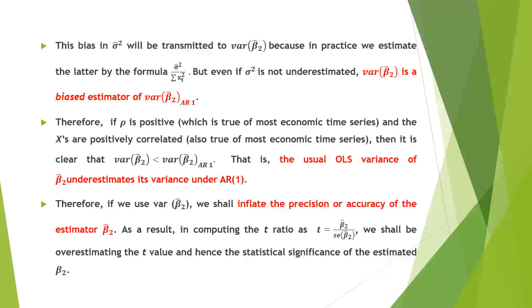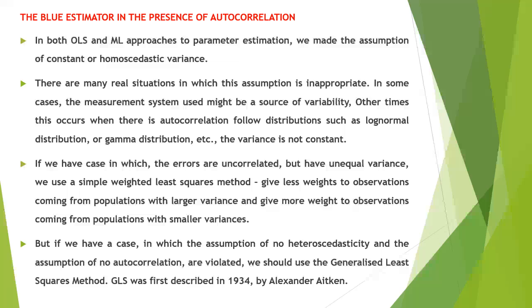Now, what should be the best estimator in the presence of autocorrelation? Let's assume a two-variable model with the AR1 process. We use GLS, the generalized least squares method, to derive the BLUE estimator of beta 2. Recall our previous lectures on GLS, OLS and maximum likelihood estimation of parameters.